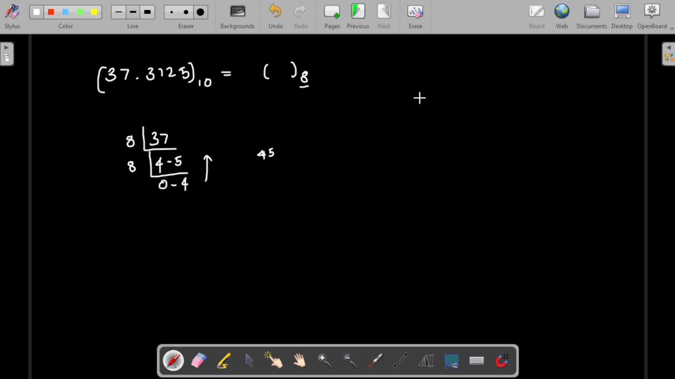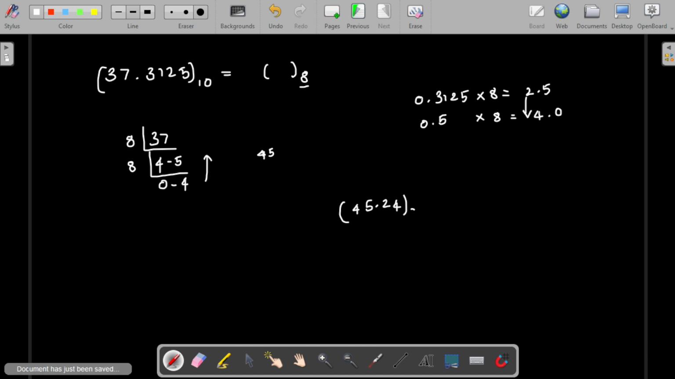For the fractional part, we repeatedly multiply by the required base, here 8. The answer is 2.5. Skip the integer part and multiply the fractional part by 8 again, and we get 4.0. Writing from here, we get 45.24. This is the converted value from decimal to octal. I hope this is not confusing for you guys.